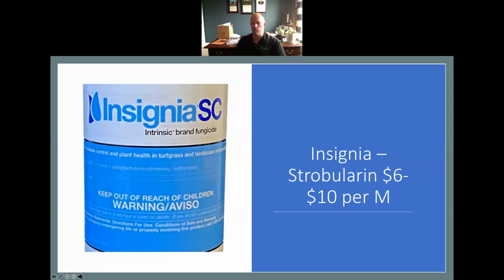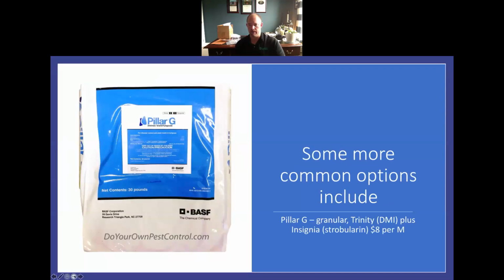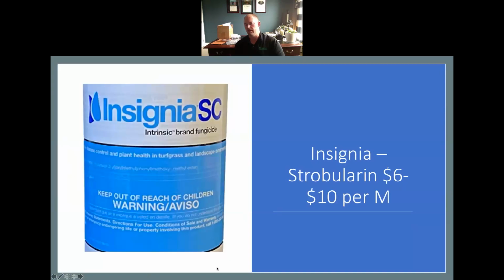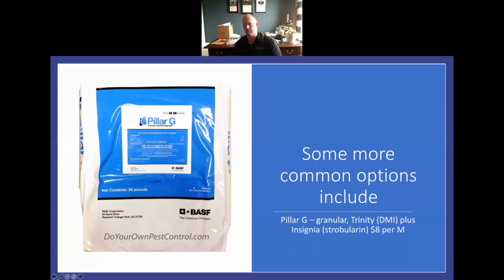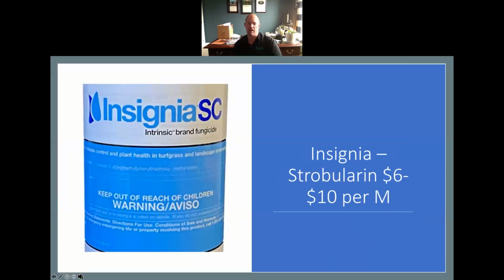Insignia is a strobilurin. Again, this is one of the ingredients in Pillar, but Insignia is a good option as a standalone product. Cost per 1,000 on this is typically going to be about $8 per 1,000, depending on the rate that you use, because there are rate ranges on these products. Pillar doesn't. It's pretty much a one and done. A 30-pound bag does 10,000 square feet, so you don't have to deviate from that.